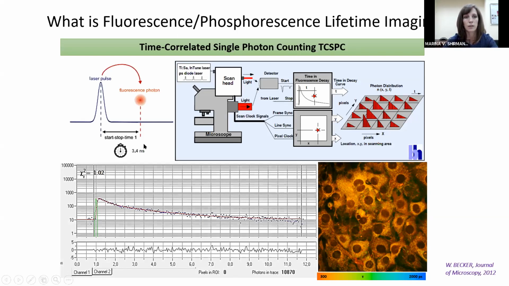This means that you record the time of arrival of photons to the detector after a laser pulse. You excite your sample with a laser pulse, typically picosecond or femtosecond. The sample emits photons. These photons come to the detector, and the time of their arrival is recorded, and with each next laser pulse, more and more photons are recorded, and then their distribution is built up, shown here. This is a fluorescence decay curve.